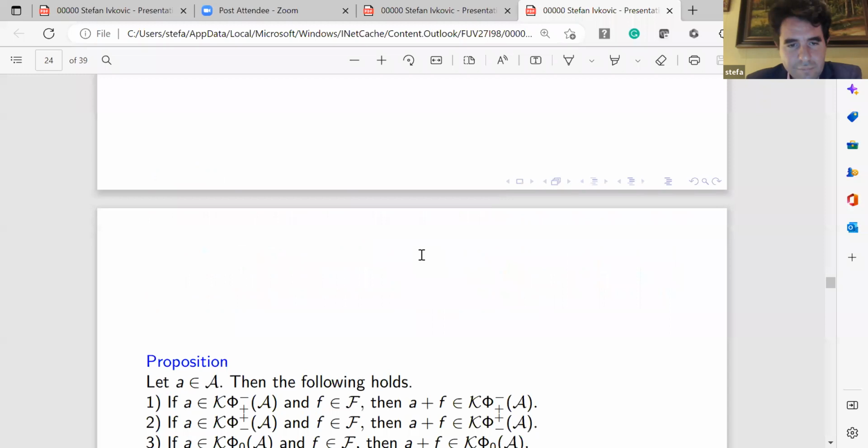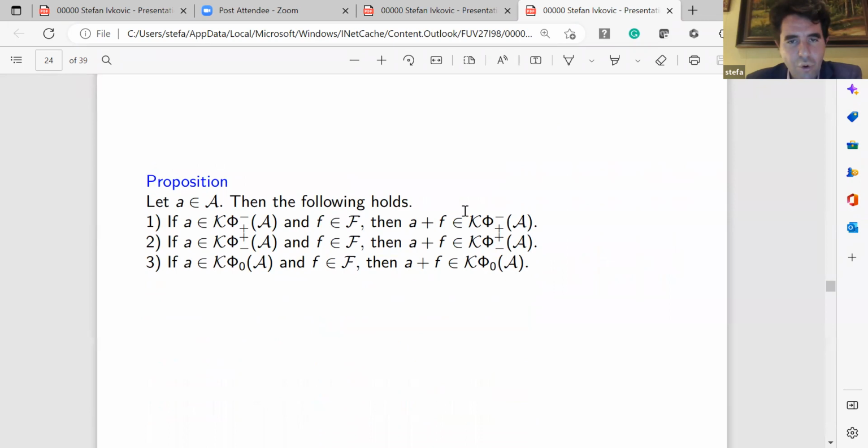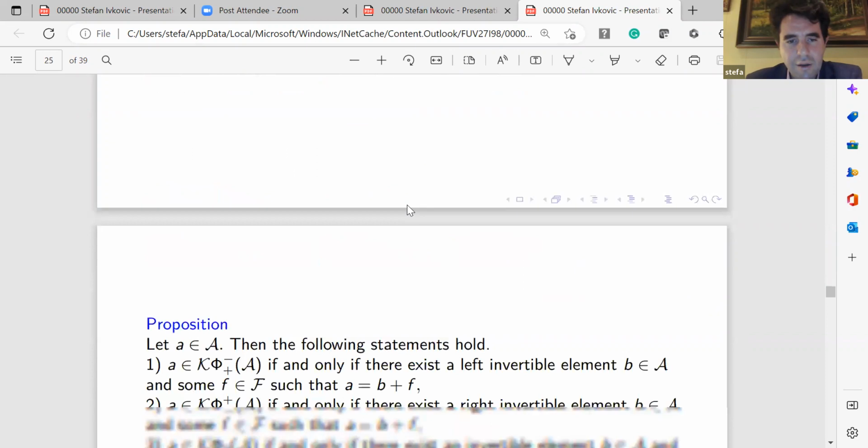And now, as I announced, Kečkić and Lazović had a problem in the proof of invariance under finite type perturbations. But fortunately, it can be fixed. And when it is fixed, then it also works for these classes here. So all these classes of upper, lower semi-Weyl type elements and Weyl type elements are fortunately invariant under finite type perturbations.